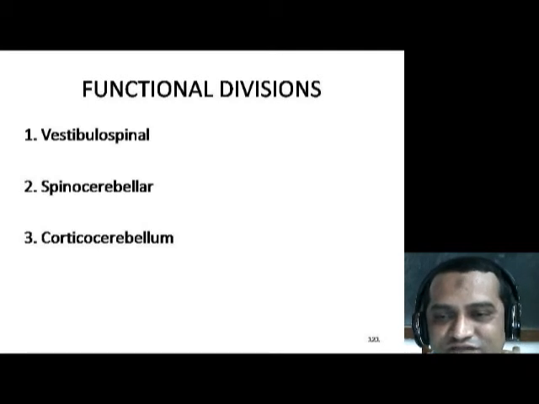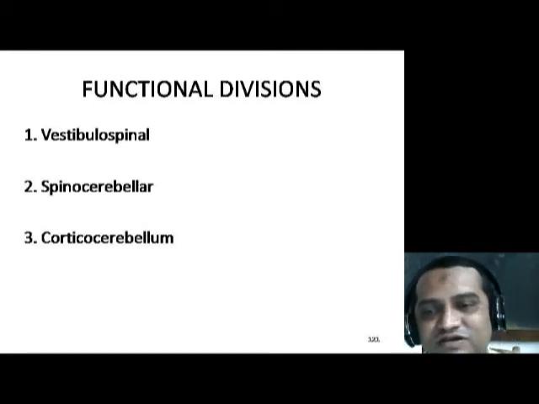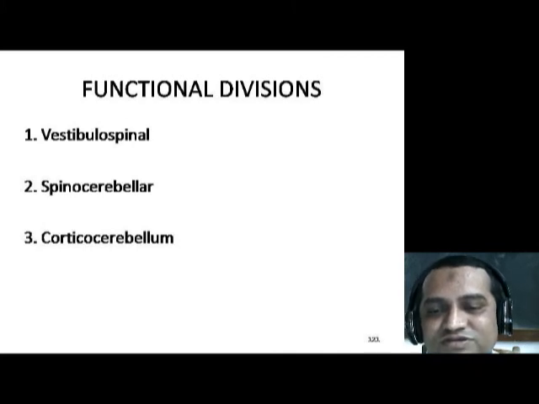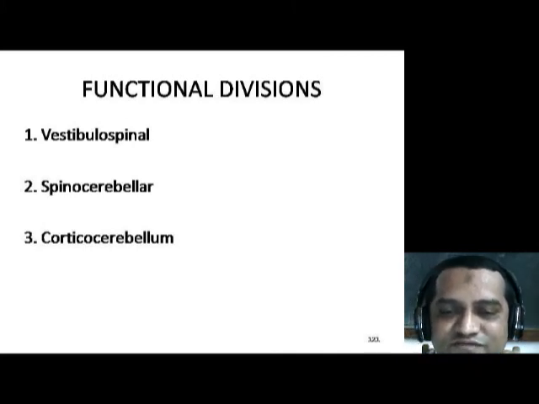So cerebellum is mainly divided in three different ways: anatomical division, phylogenetic division, and functional division. So this is about the structure.